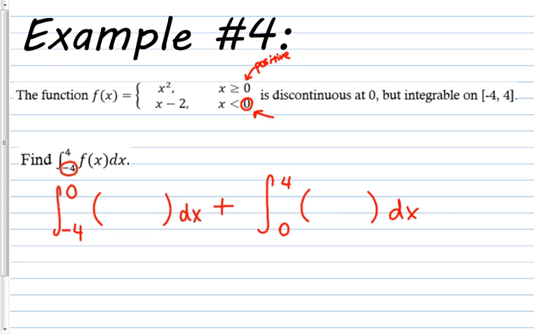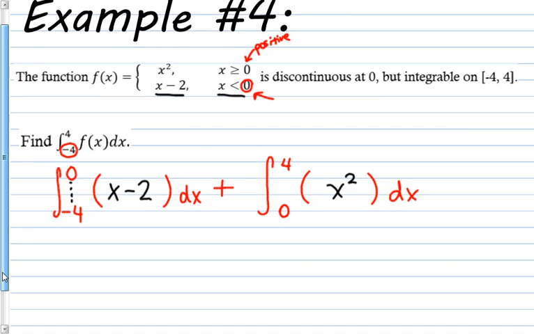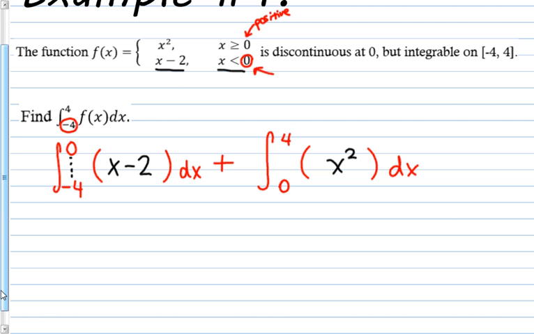Now the equations. From -4 to 0, I need to figure out what part of this piecewise function is the part that belongs in this interval, from -4 to 0. So for x minus 2, x is smaller than 0, and -4 is smaller than 0. So here would go x minus 2. And then for the other one would be the x squared. And now I have 2 integrals, but they will cover this area that I need from -4 all the way to +4. And that's how you're going to do piecewise functions.